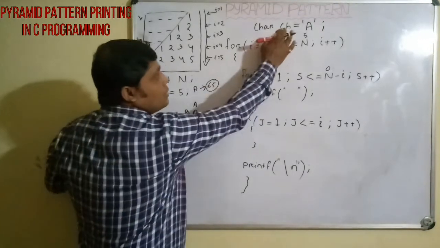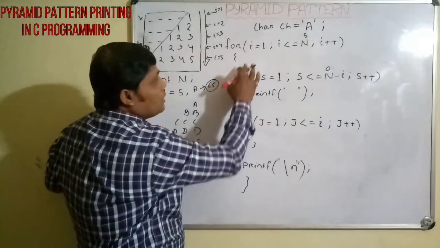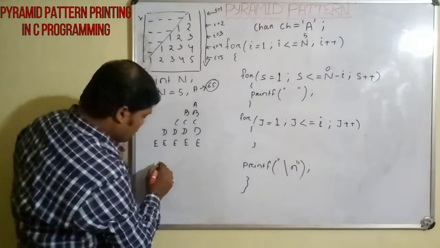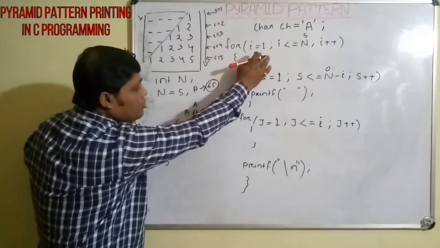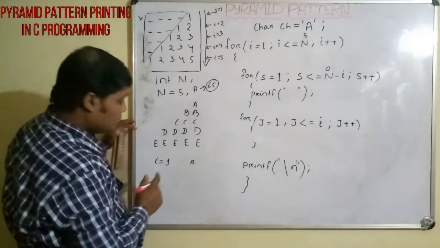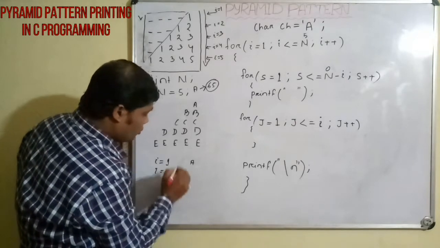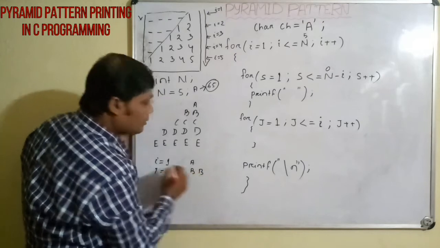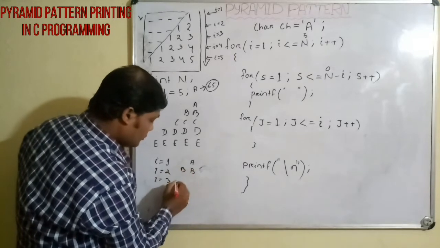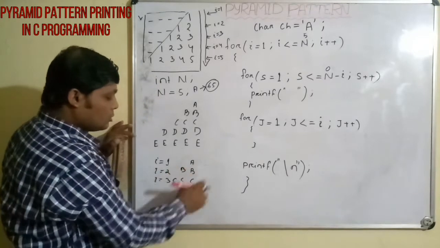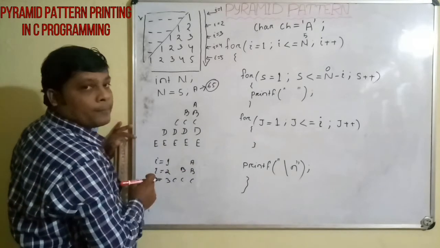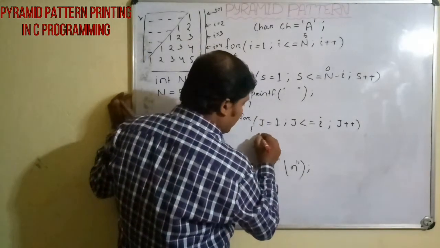Right? Now see. ch equal to A. Same spaces will be there. So what we have to print? When i value is 1, first time i value is 1, what we are printing here? A. When i value is 2, what we are printing? B, B. When i value 3, what we are printing? C, C, C. So ch value is changing in each line. Clear?